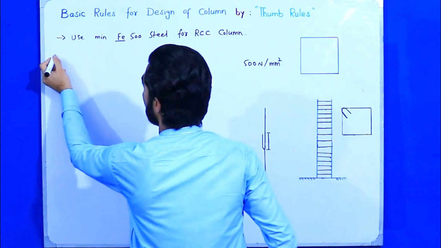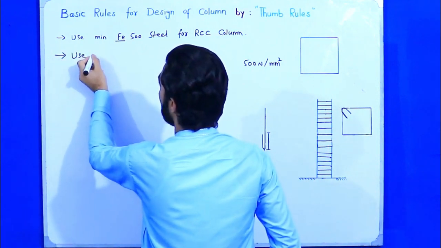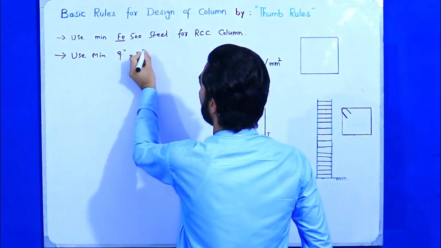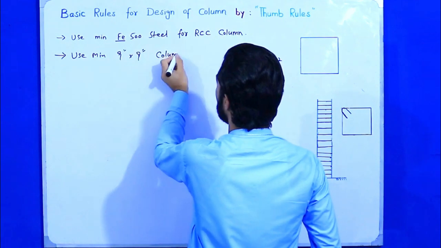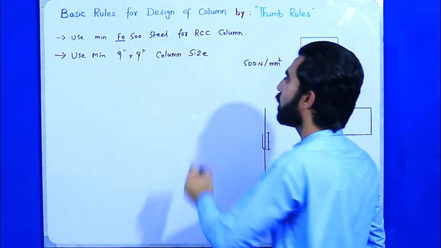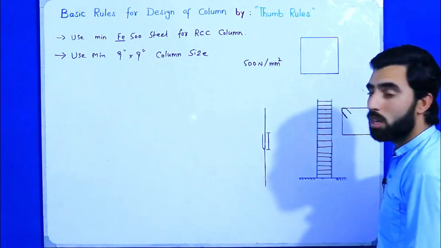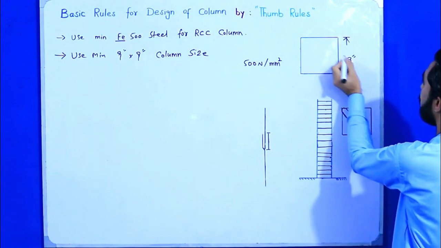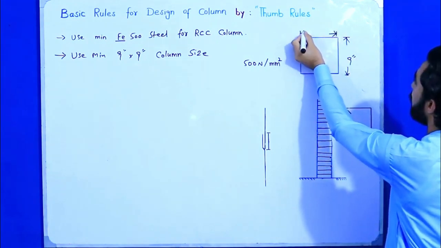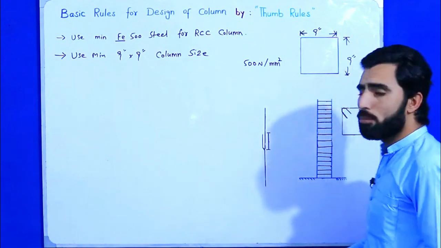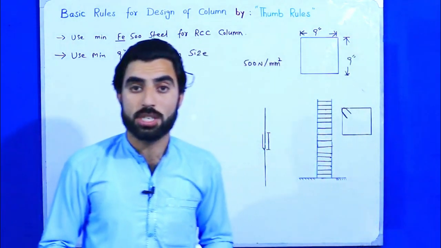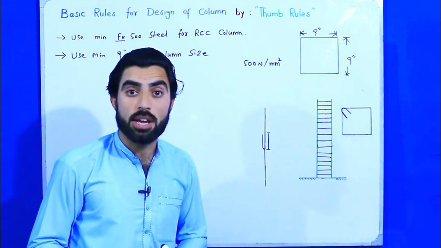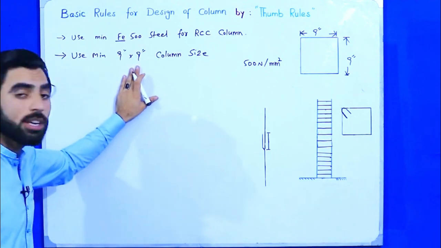The second point: use minimum 9 by 9 inch column size. You can see this is the top of the column, and use minimum 9 by 9 inches size of column. It should not be less than 9 by 9 inches. In most of the construction I saw, they used 6 by 6 inches column for block or for other structure, but the column size should not be less than 9 by 9 inches.